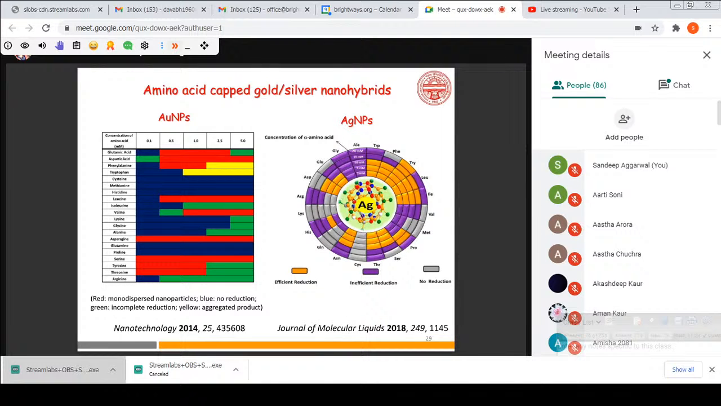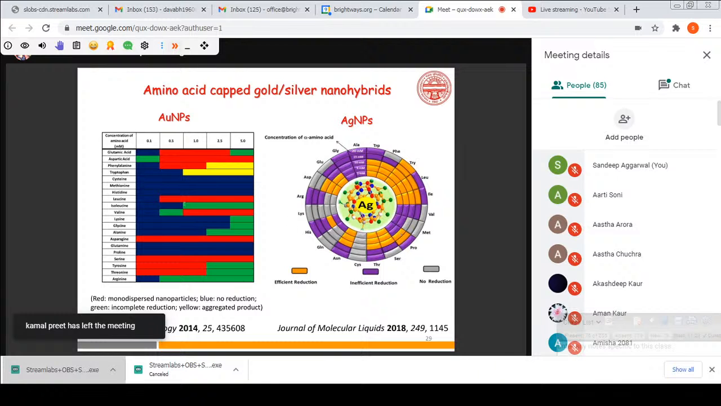Similarly, we also made some silver nanoparticles and found that some of the amino acids are playing a very important role. This figure shows that some of the amino acids are playing a very important role. The purple color here shows the reduction by the amino acid, whereas the yellow color is the efficient reduction, purple color is inefficient reduction, and gray color is no reduction.